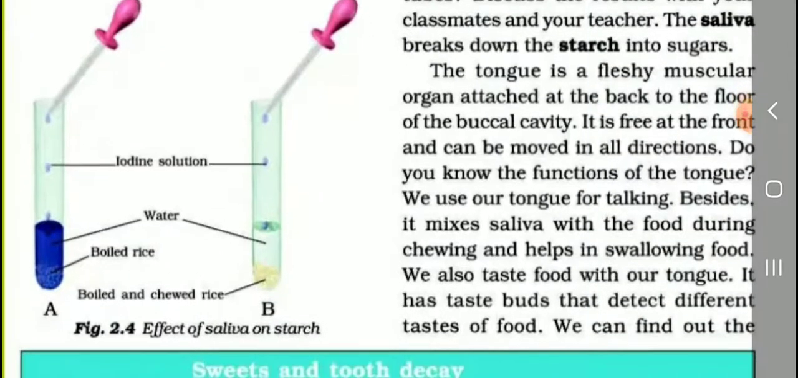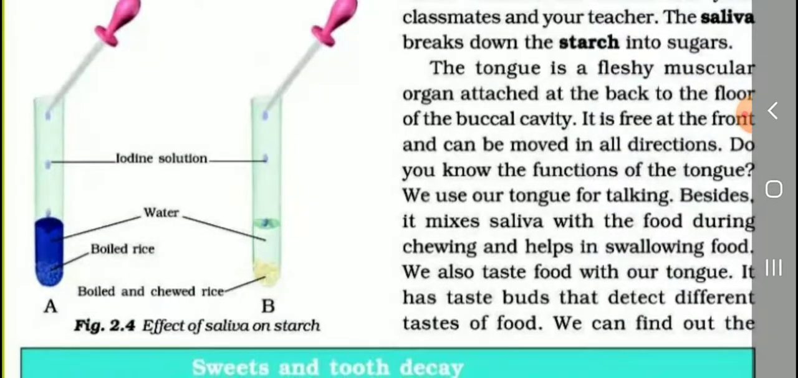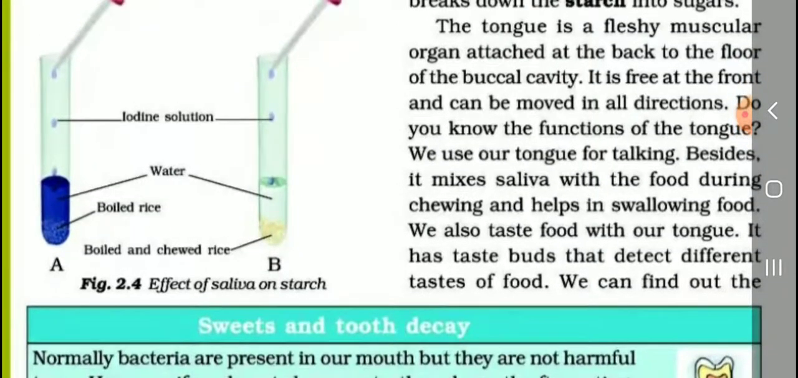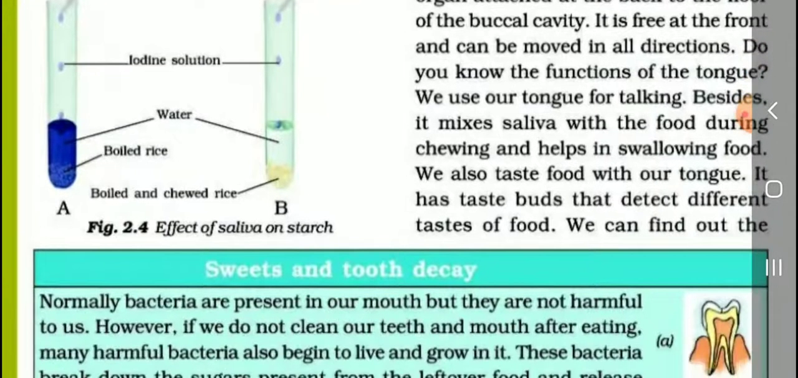Listen. The tongue is a fleshy muscular organ attached at the back to the floor of the buccal cavity. It is free at the front and can be moved in all directions. It mixes saliva with food during chewing and helps in swallowing food. What is the main function of the tongue? To identify the taste of food.